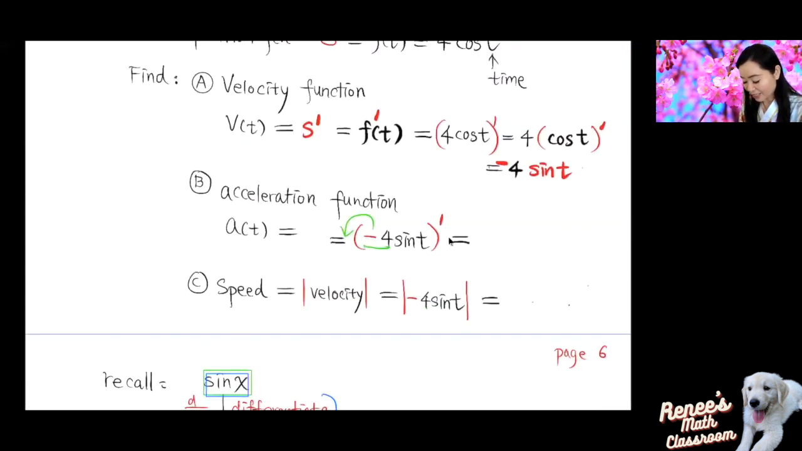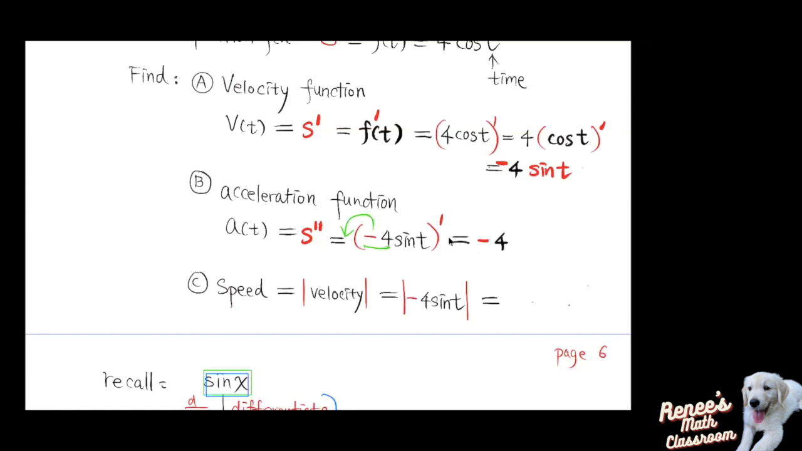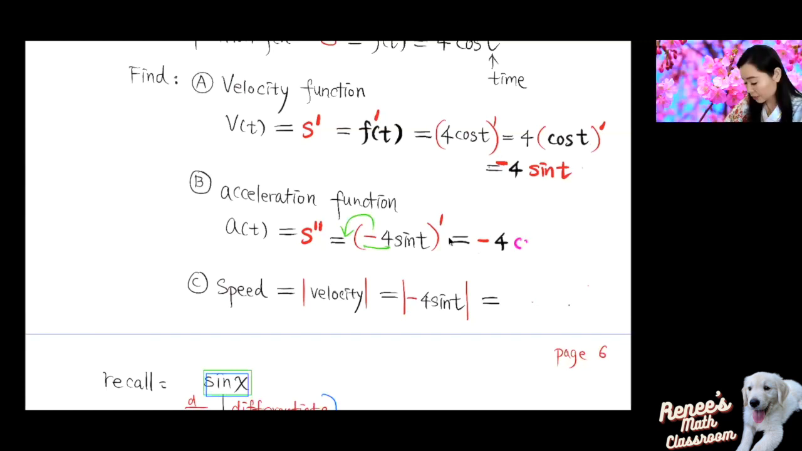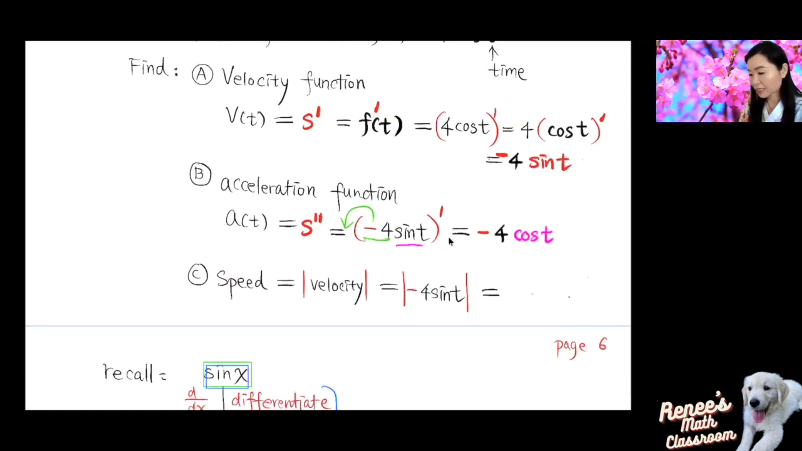Now we're trying to find the acceleration function. Acceleration corresponds to the second derivative of the position function, right? So we're going to find the second derivative of this position function. We're going to differentiate this velocity one more time. So the -4, we bring it in front. And then we differentiate sine of t. What's the derivative of sine of t? Everyone? Cosine t. Yes, you got it. So that will be cosine of t.